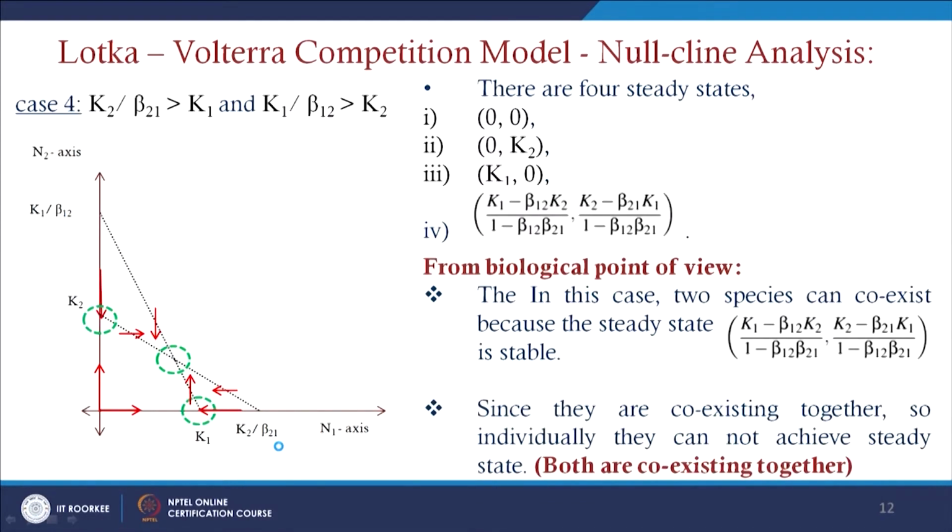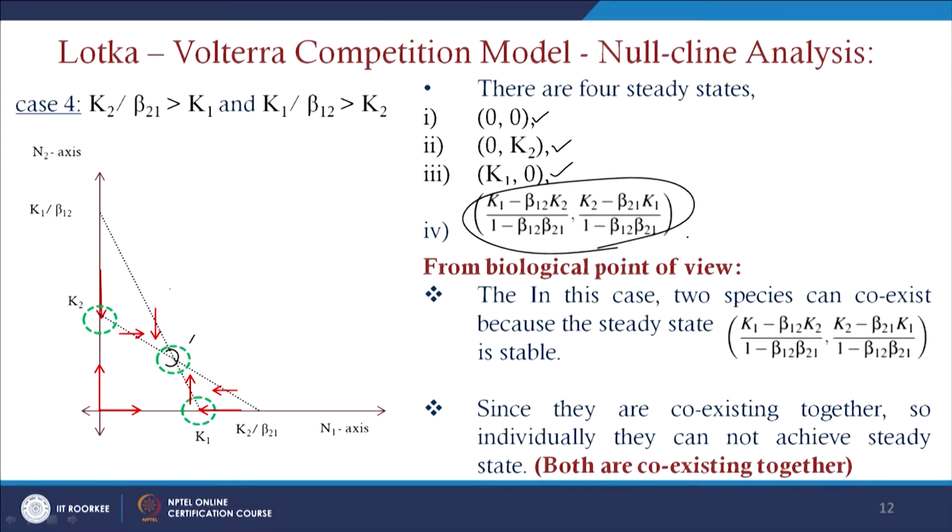And if you go for case 4 here, there are 4 steady states, especially since there is an intersection of these two nullclines here. So, we will have these points (0, 0), (0, K2), (K1, 0), and this coexisting condition. And in this case, two species can coexist because this steady state is stable here.